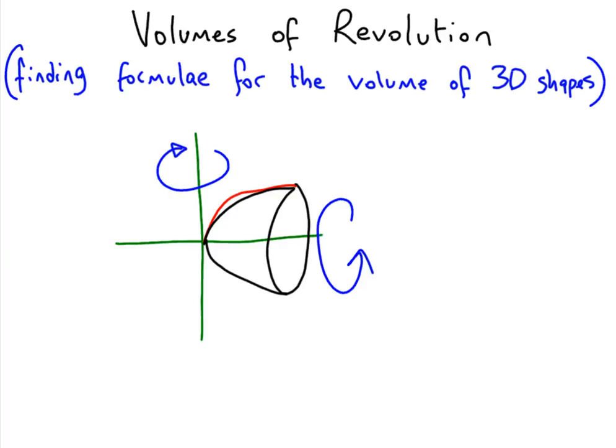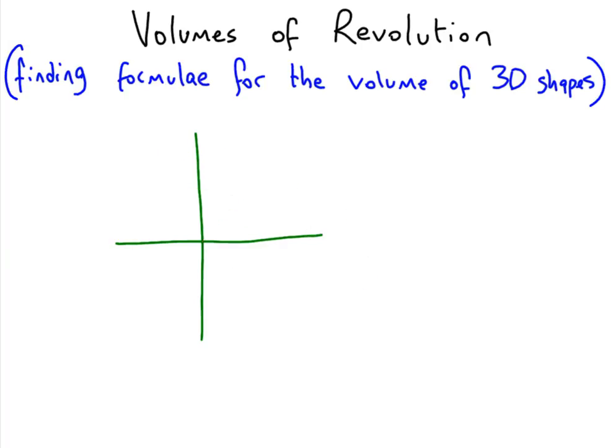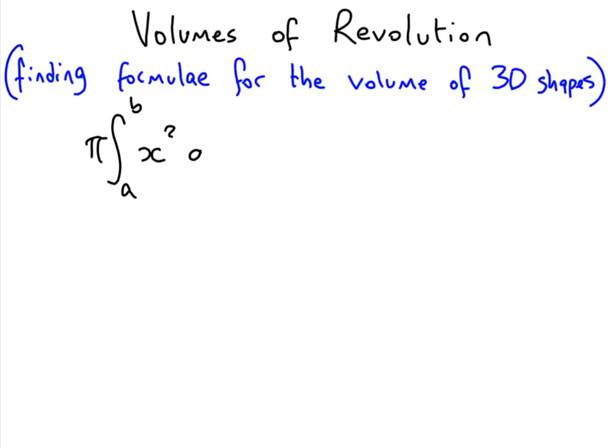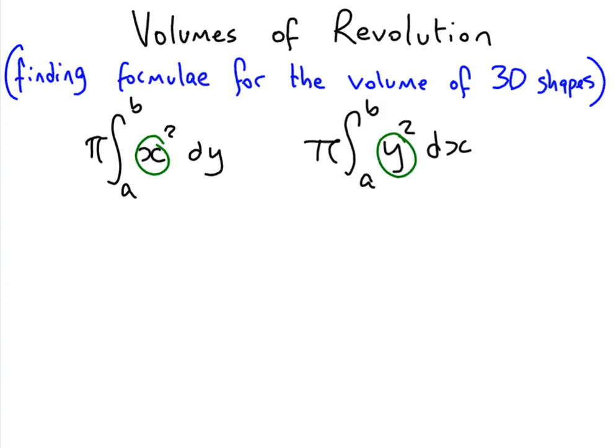Now I want to use this to show you how to find different formulas. I'm assuming that you have already seen volumes of revolution and you know the formula for it. If you're spinning around the y-axis, your formula is pi times the integral between your two limits of x squared with respect to y. If you're spinning around the x-axis, it's pi times the integral between your two limits of y squared with respect to x. And we substitute in a formula for y or a formula for x.